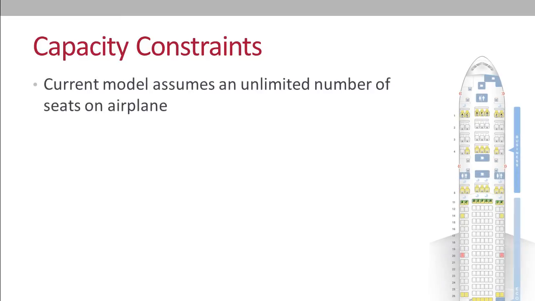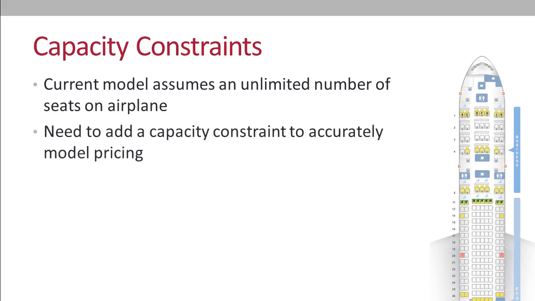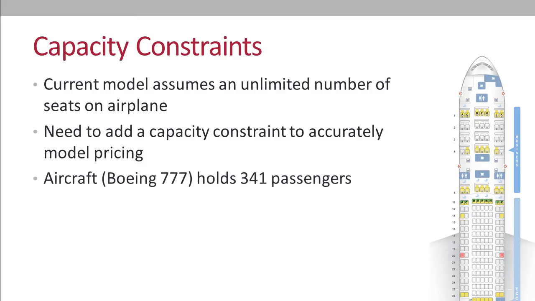So our model still has one problem we need to fix. It's working under the assumption that there's an unlimited number of seats on the plane. Since we don't want people sitting on the wings and hanging out the landing gear bays, we need to add a capacity constraint to our model. The plane Malaysia Airlines flies on this route, a Boeing 777, holds 341 passengers. We want to make sure we don't sell more than 341 tickets for the flight.